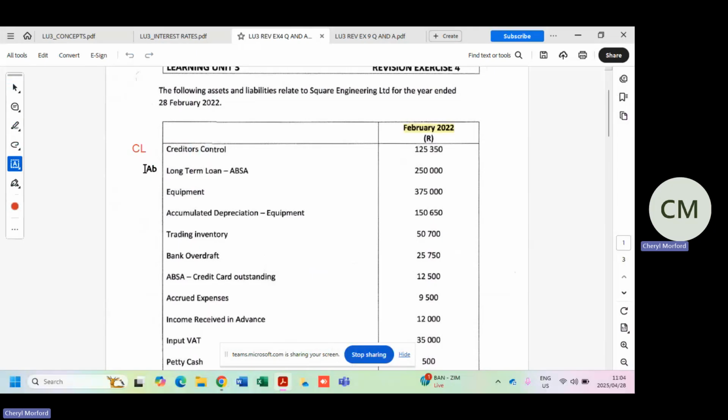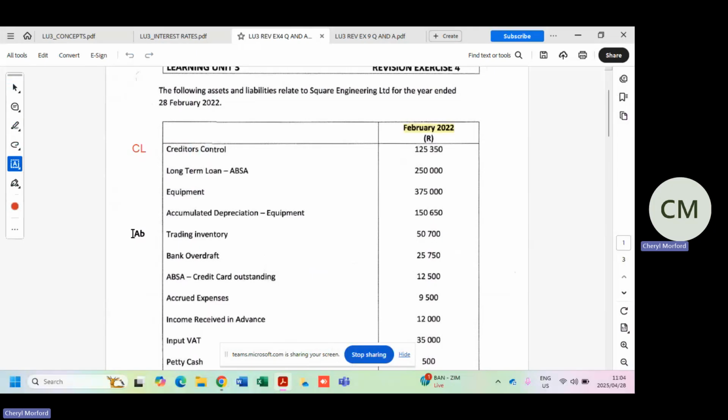A long-term loan from a bank, nope. That will be non-current. So we will not use that value. Equipment is an asset, but it's a non-current asset. So also not using that. Accumulated depreciation, well, that is a different type of an account altogether. It's neither asset nor liability. So once again, we give that a miss.